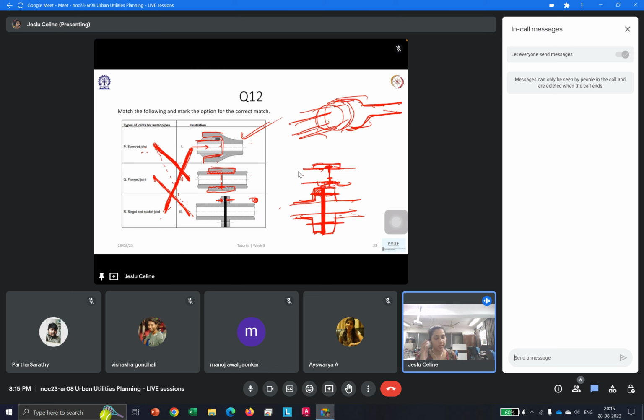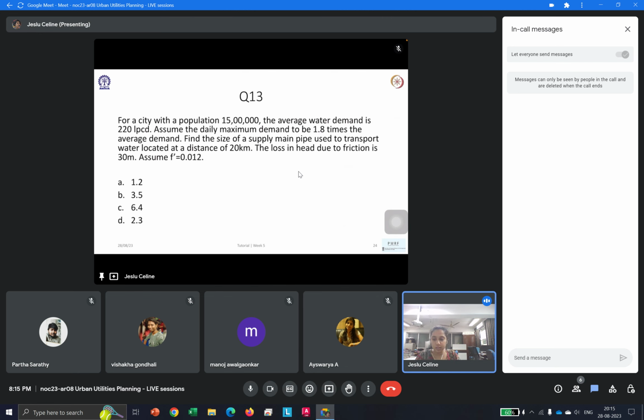No doubts. Okay, let's proceed to the next question. This is a numerical again, and it should be very easy because we did a very similar problem in the last class, in week 4. For a city of population 15 lakhs, the average water demand is 220 LPCD. Assume the daily maximum demand to be 1.8 times the average demand. Find the size of the supply main pipe used to transport water located at a distance of 20 kilometers.